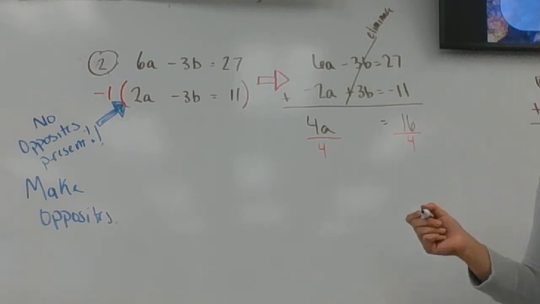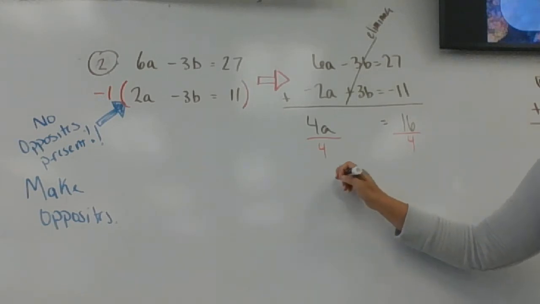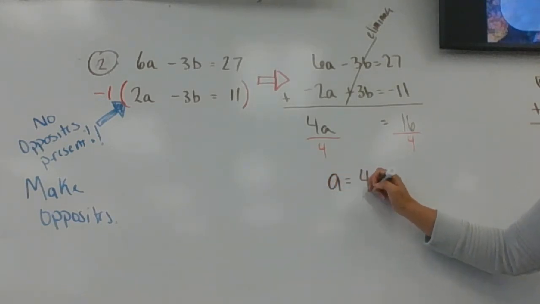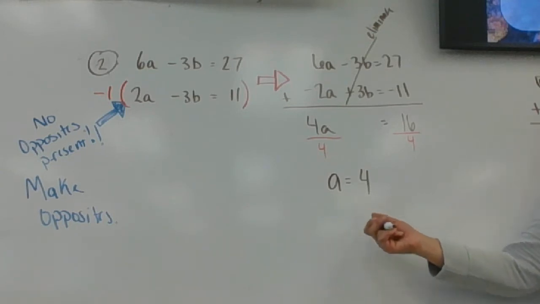Why'd you say 1, Ruben? I got 4. Oh. I got a equals 4. Don't stop. You have to find both letters. You have to know what both variables are.